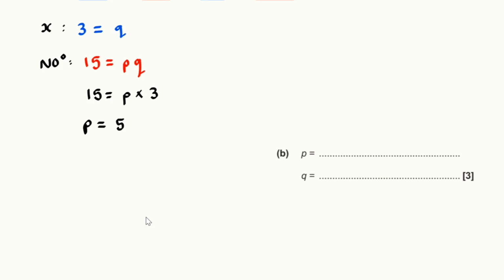And so I've got 3 and 5. Rather, that's the other way around. I've got 5 and 3.